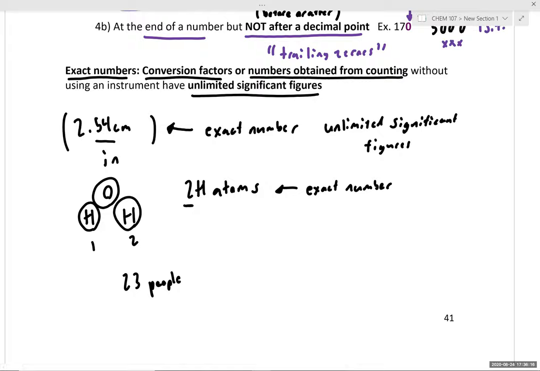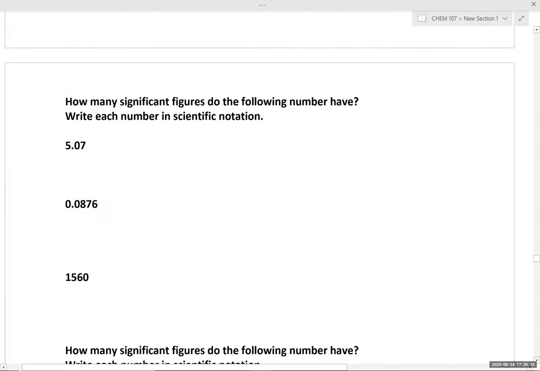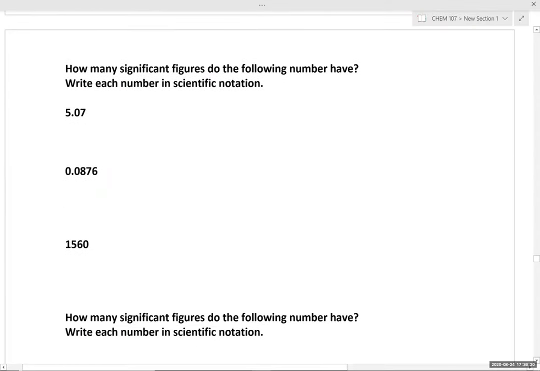So first, let's start to apply these rules and let's look at the following set of numbers. Let's indicate how many significant figures each of these numbers has. And as a bonus, let's write each number in scientific notation. So I'll do these first three examples and you'll do the second set of three.